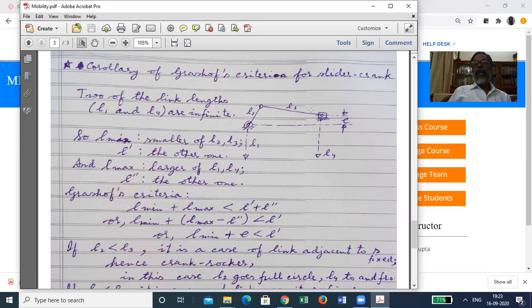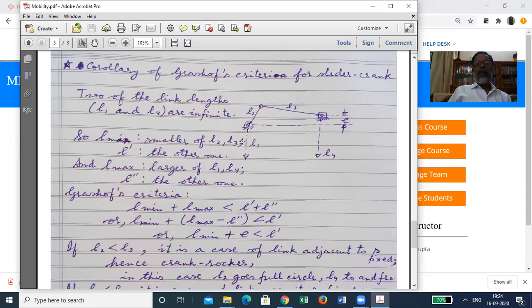Difference is E. If this line of sliding were below this point, this fixed pivot, then L1 would be longer. Okay. So the other two are of finite length. So between these two, one of them has to be smaller. Whichever is the smaller will turn out to be the shortest link, say L min. And the other one of these two you call L prime.